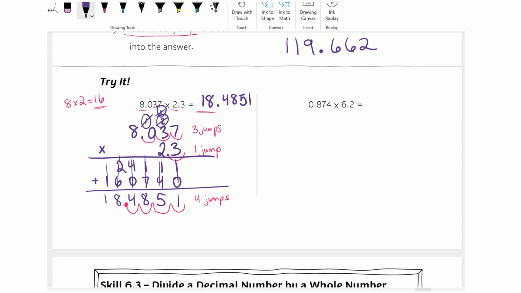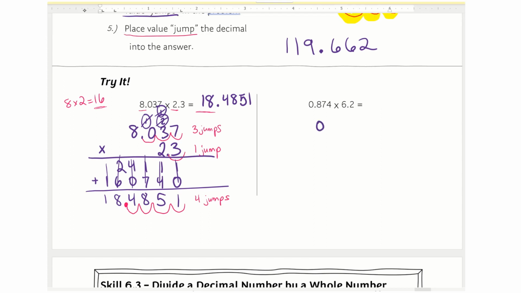All right, just like the last one, I am going to set up the problem. 0 and 874 thousandths times 6 and 2 tenths. I'm going to set it up, and I'm going to be like, I see you decimals, but I will deal with you later. And I'm just going to multiply.